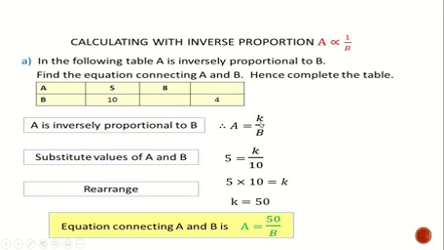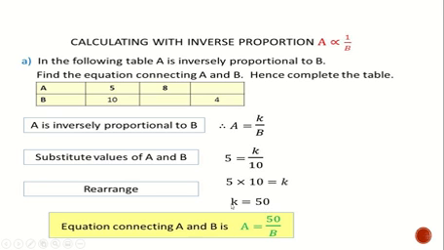First we have to find the value of K by using the known values of A and B in the table, which are 5 and 10. Put the values of A and B, which are 5 and 10, in this equation. The value of A is 5 and the value of B is 10. As we know, when this value gets transferred, it gets multiplied. It would become K is equal to 5 into 10. This would multiply to give K is equal to 50.